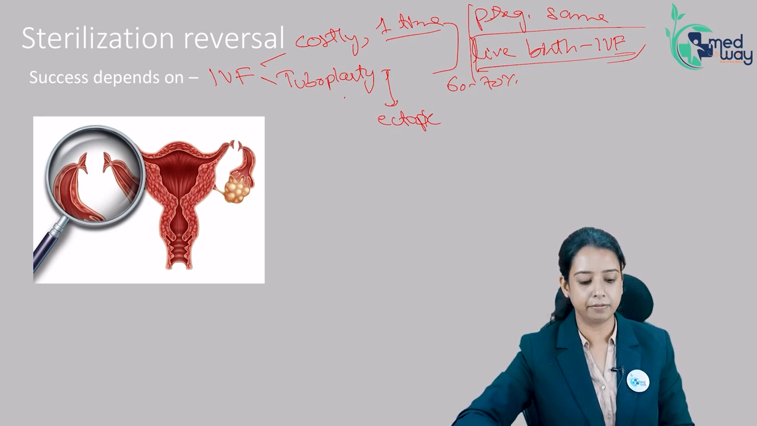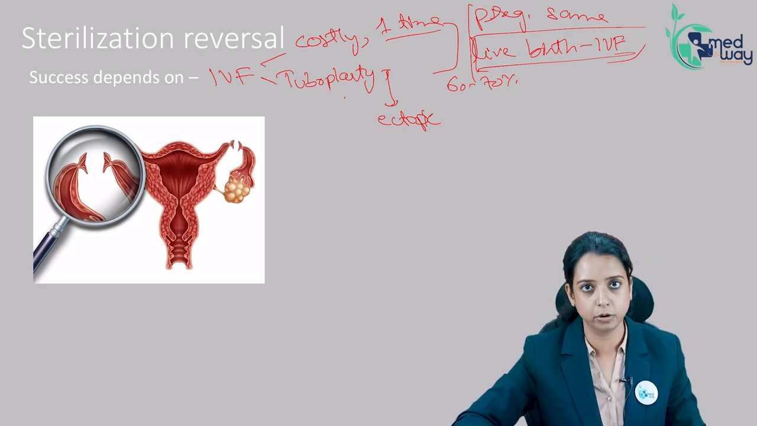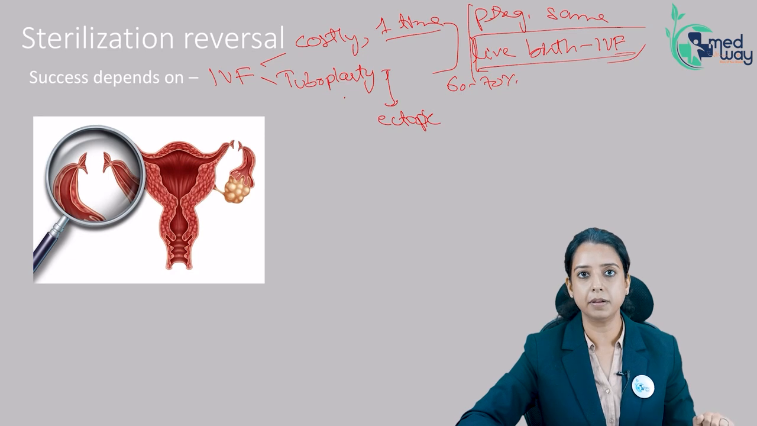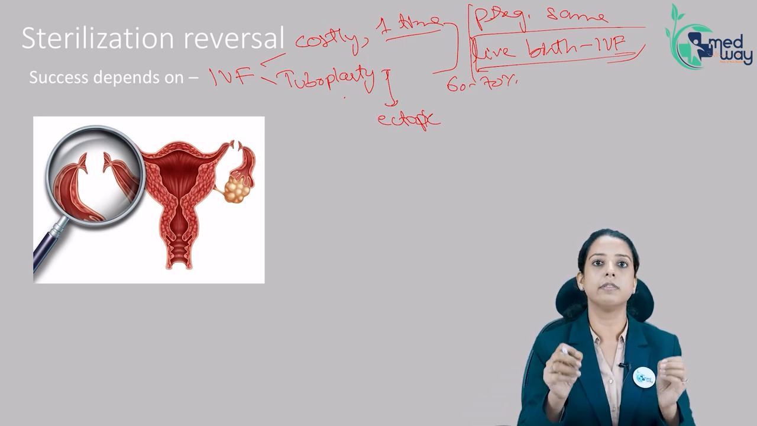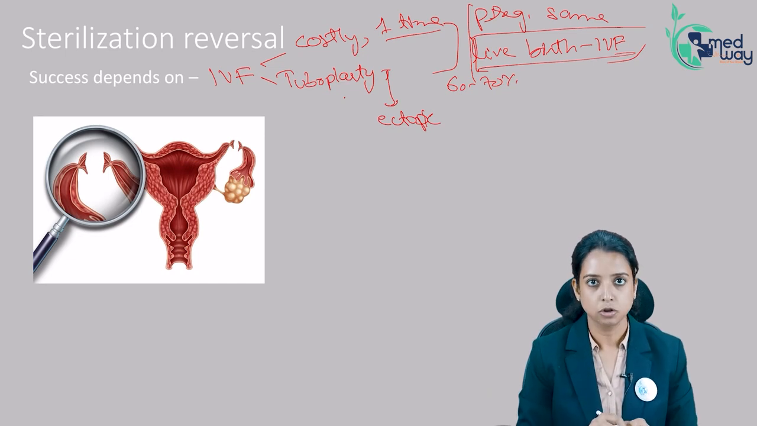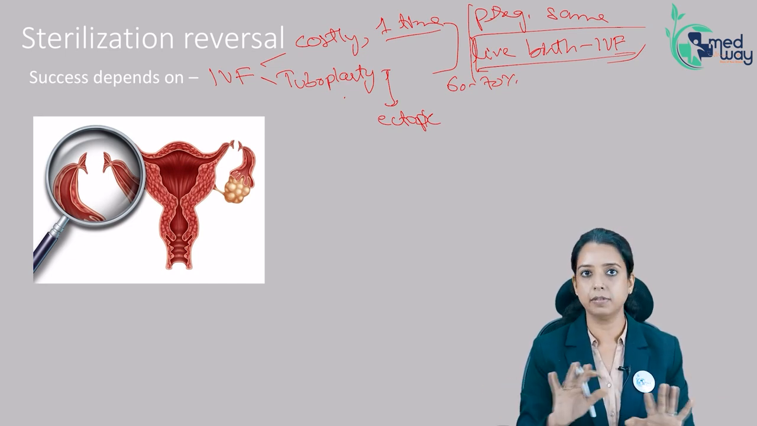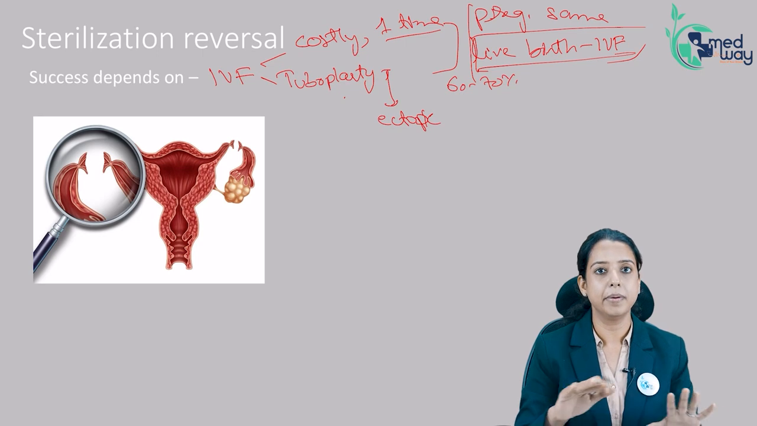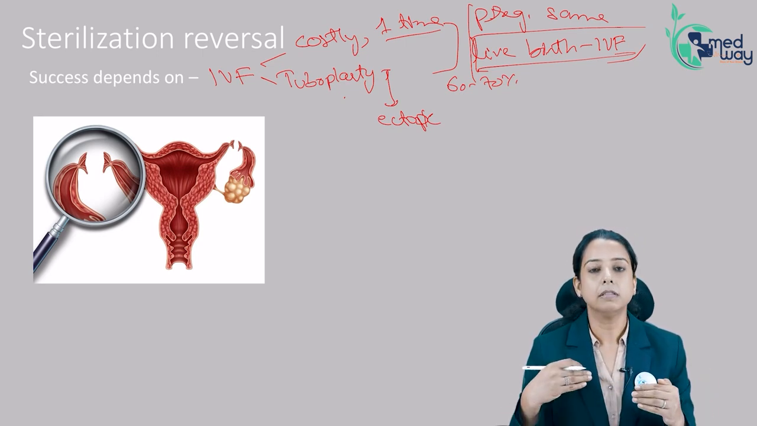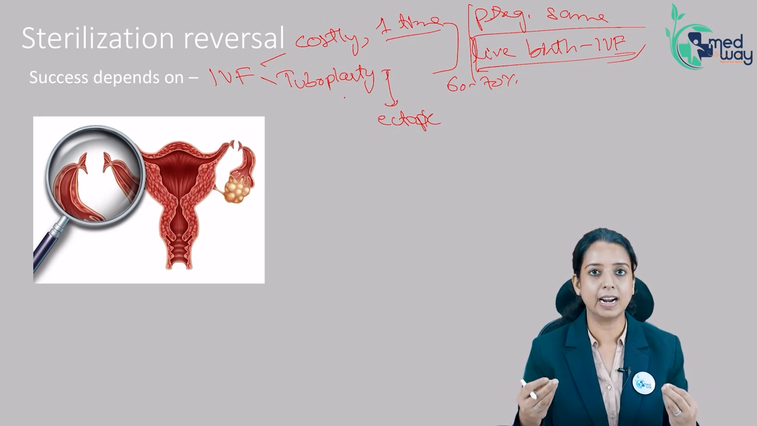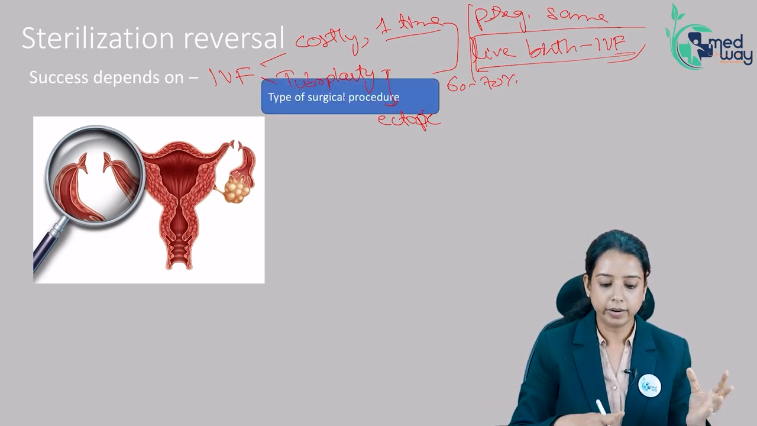So what will decide? Definitely, we have just discussed that it's an irreversible procedure. Then how can we say it can be reversed? Yes, we can. Though it is an irreversible procedure, you can reverse it using a surgery. Without the surgery, it is a permanent method. But there are certain factors which will decide the success of that surgery. What are those factors?